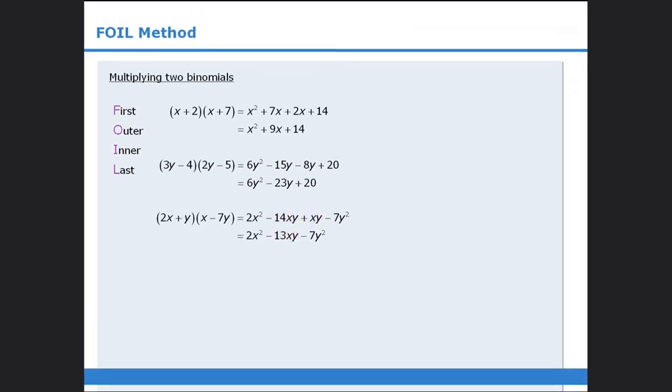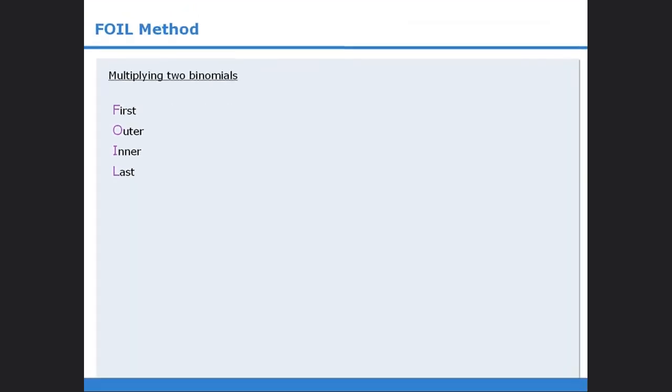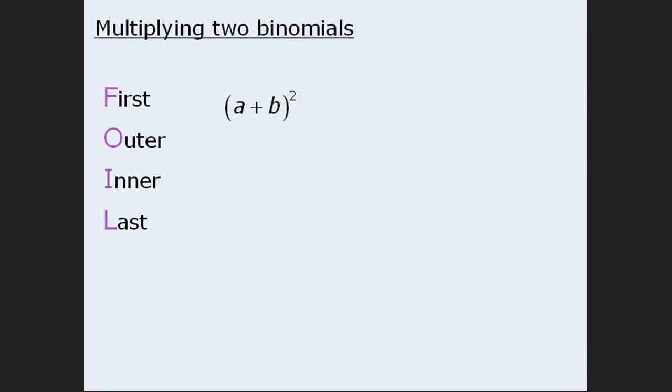Okay, before we end this lesson, there are two important points to make. One point involves the binomial a plus b all squared. A common mistake here is to conclude that a plus b all squared is equal to a squared plus b squared, when these two are not equal. Similarly, a minus b all squared is not equal to a squared minus b squared.